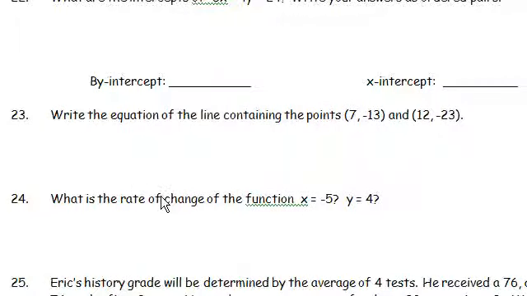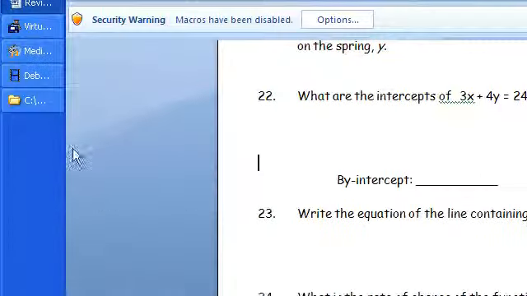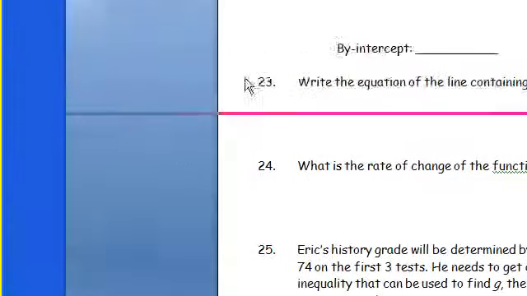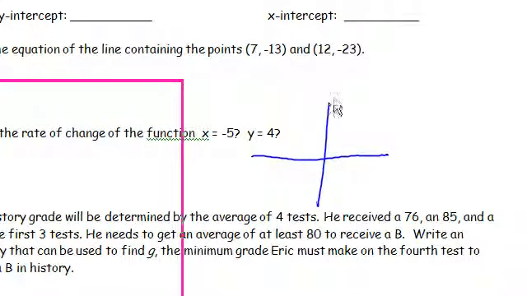What is the rate of change of the function x equals -5 and y equals 4? Okay, well, for x equals -5, that function looks like this. 1, 2, 3, 4, 5. x equals -5 is this line right here. It's a vertical line where every single x value on the line equals -5, right? All these x values are -5.